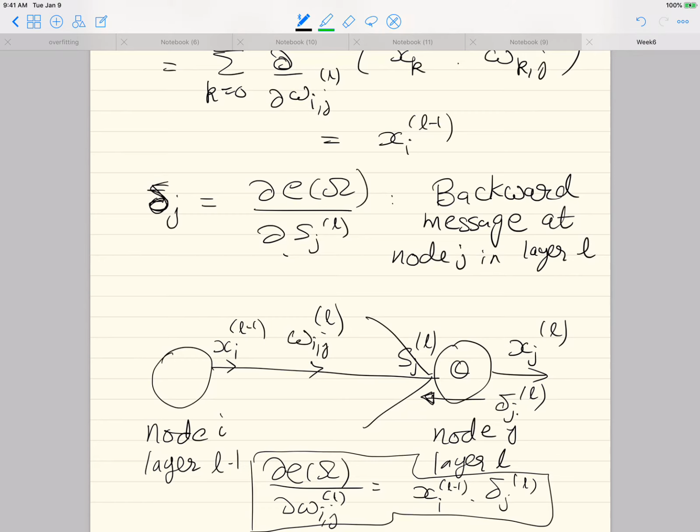I haven't told you how to compute this quantity at all. And this is where the backpropagation algorithm will be used. That will be used to compute delta J of L in a sequential fashion.